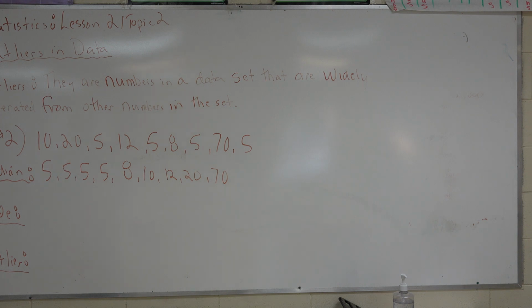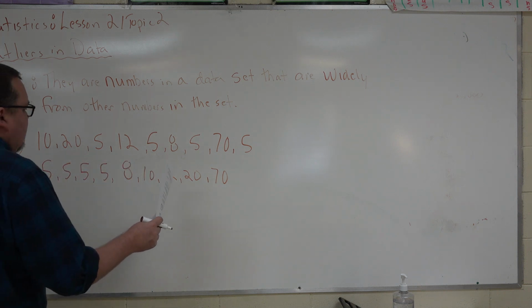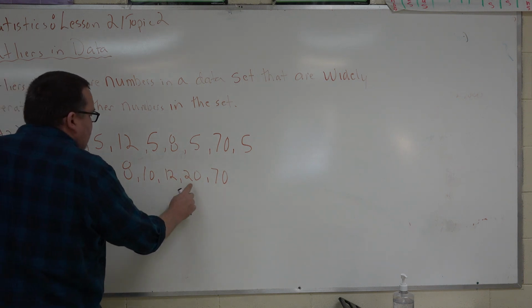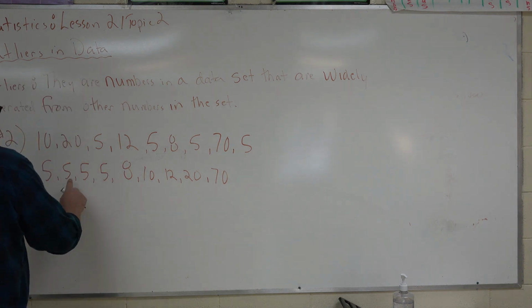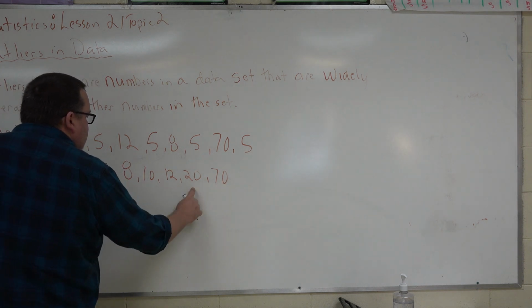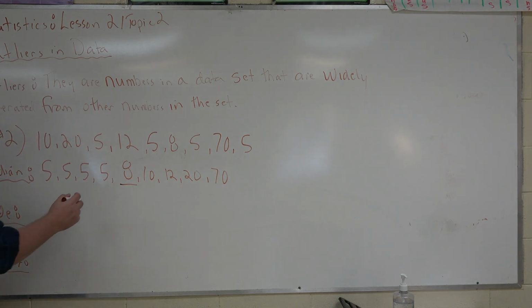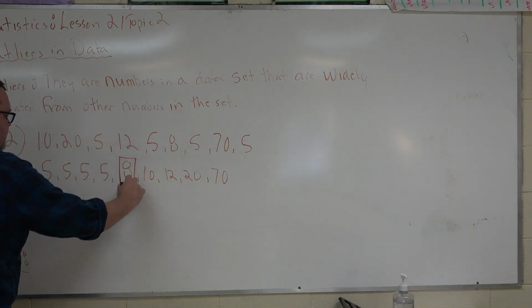What I did right away here is, since we're trying to find the middle value, I put them in order from the smallest value to the largest. There are 9 pieces of data in that data set. Just double checking: 1, 2, 3, 4, 5, 6, 7, 8, 9. The median would be 8.